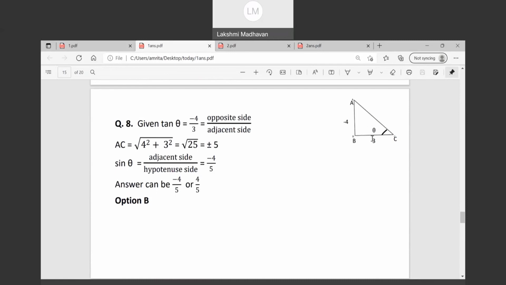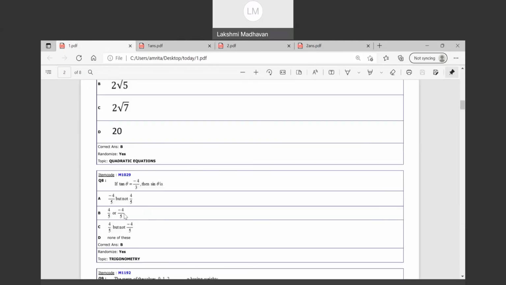And they're asking me to find out what is sin theta. So how will I find the value of sin theta? It's opposite side by hypotenuse. So the hypotenuse, that is what I have just found, right? So the value can be plus or minus. So there will be 2 options for this question. The correct answer can be either positive 4/5 or negative 4/5.